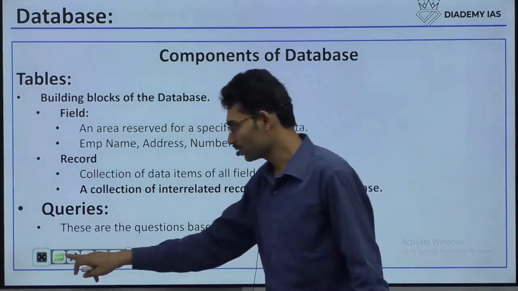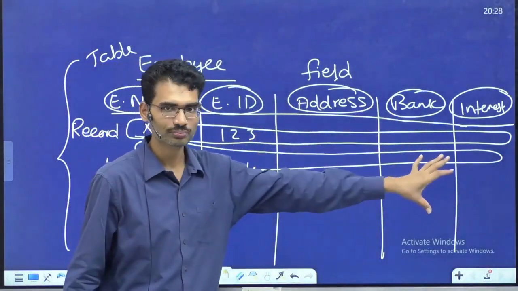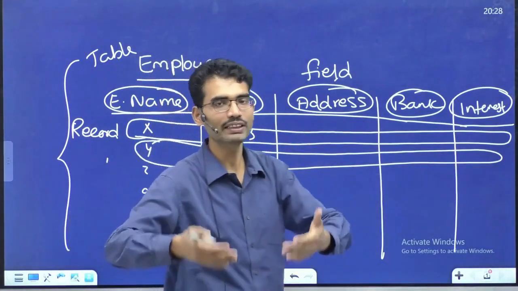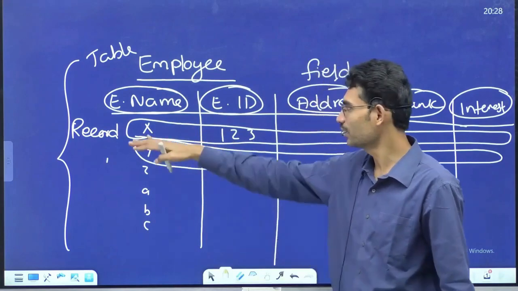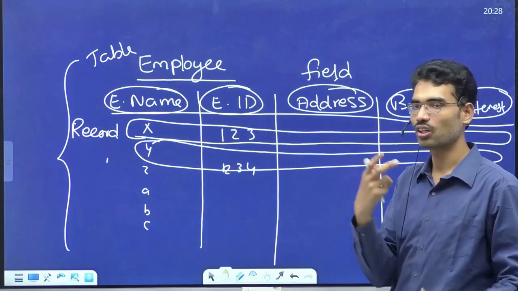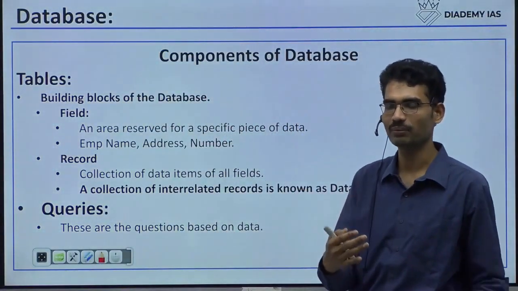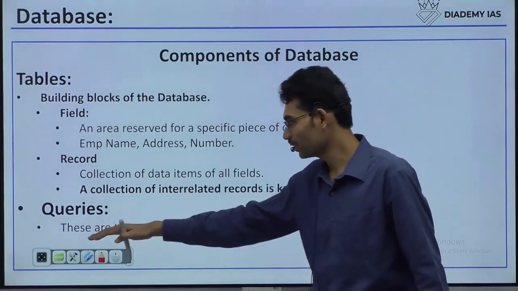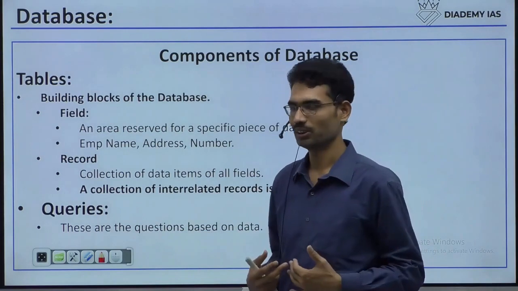To get the information, this is how inside the software our data is stored. But there should be a mechanism to retrieve the data. We should ask the computer a question: I need all the details for this person. This questioning is called a query. Generally, the English term querying means some questions are there. Query: these are the questions based on data. We query it, we get the information.